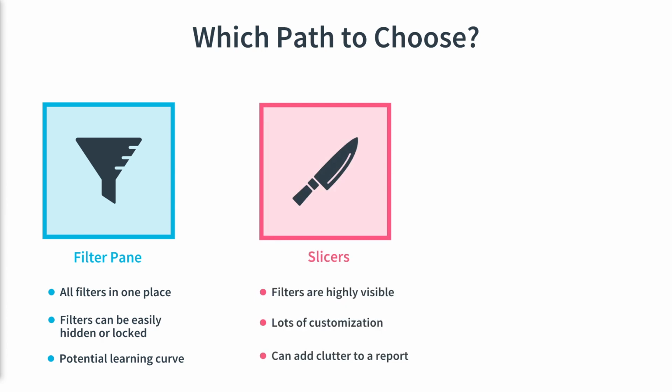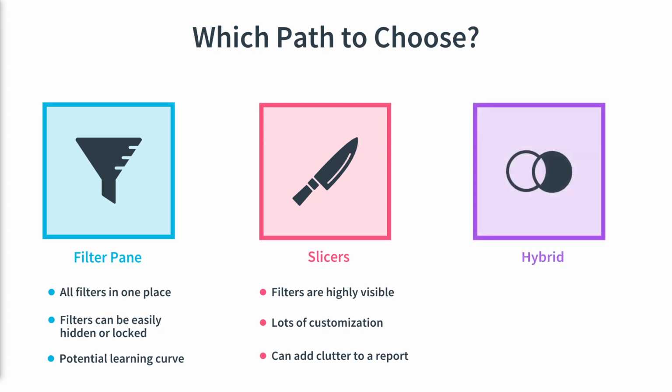Slicers, on the other hand, are highly visible because they go right on the report page and also have a lot of customization options. However, too many slicers can also add a lot of clutter to your report. Personally, I prefer a hybrid approach. As long as your users are clear about where to find what they need, a hybrid approach can help you balance clean design while also giving users what they need to filter the data.